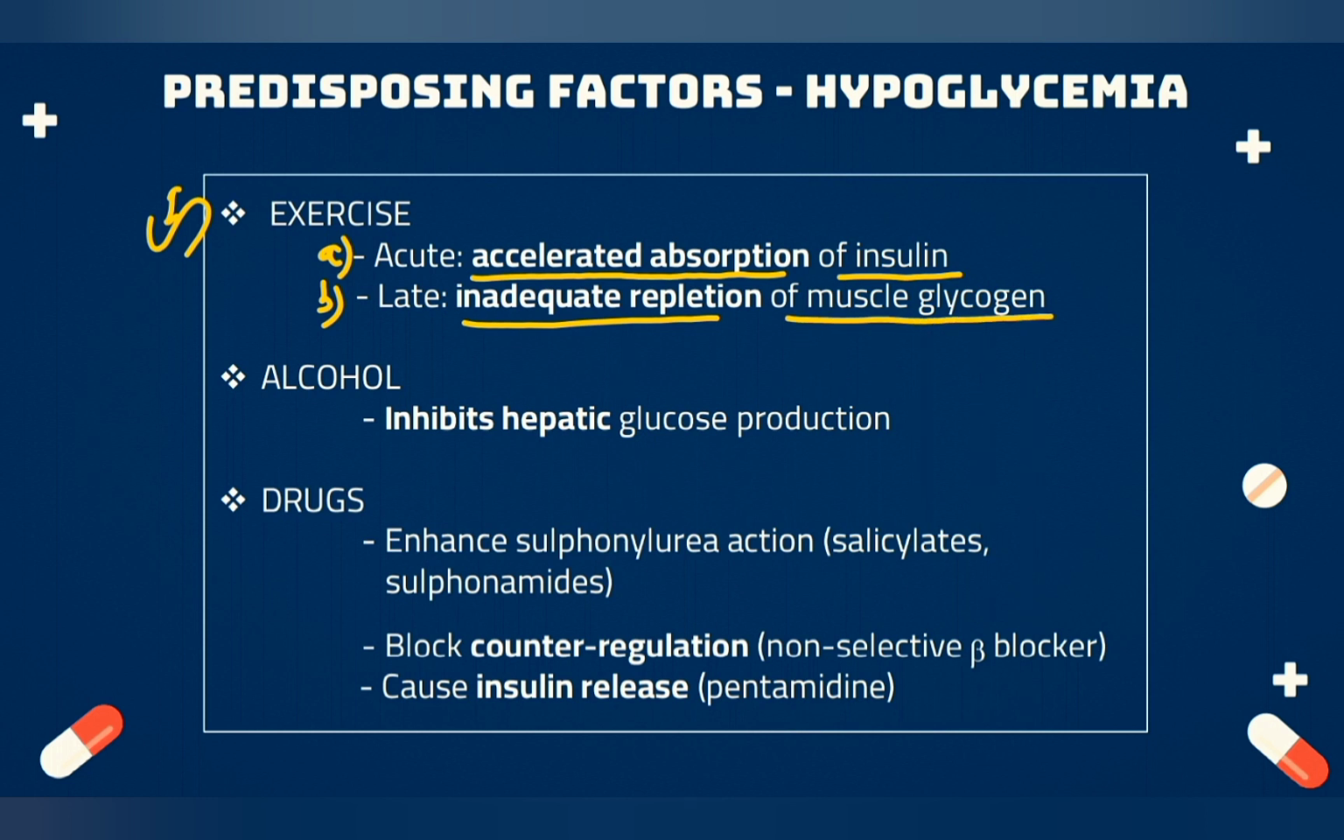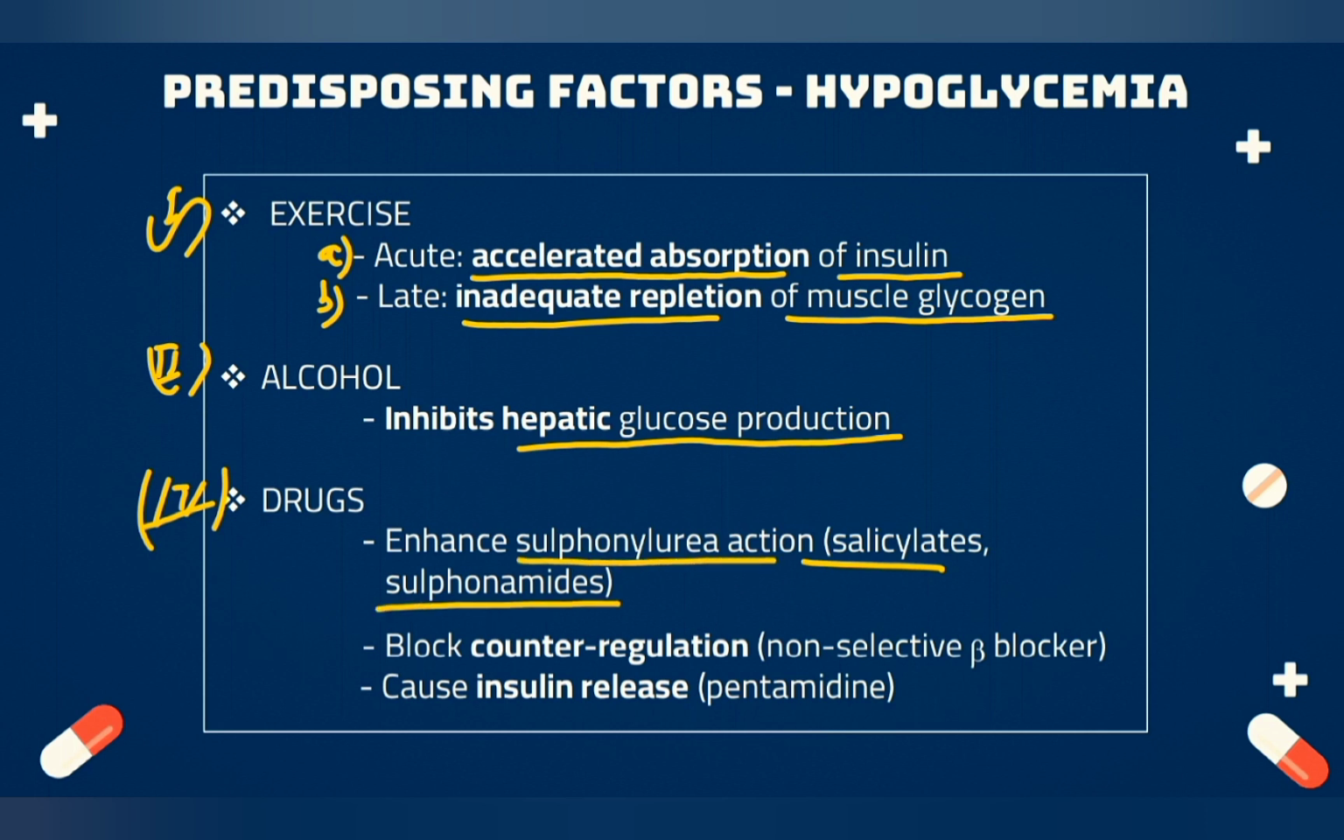The second category is alcohol ingestion, and this alcohol ingestion will definitely inhibit hepatic glucose production. And the third condition is some drugs, and these drugs are salicylates and sulfonamides, which enhance the sulfonylurea action. Definitely this will add on to the hypoglycemia-like condition in such a person on insulin therapy. There is also blockage of counter-regulation. Those are non-selective beta blockers, and some drugs will cause release of insulin. Those are pentamidine drugs.